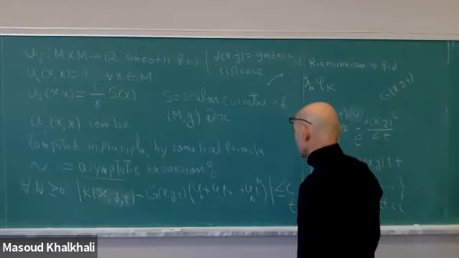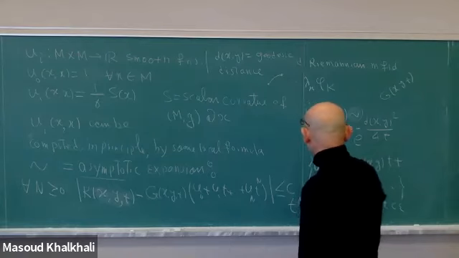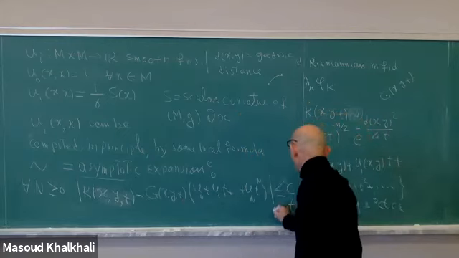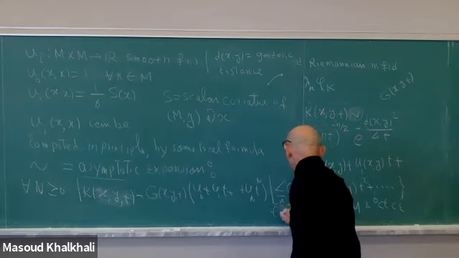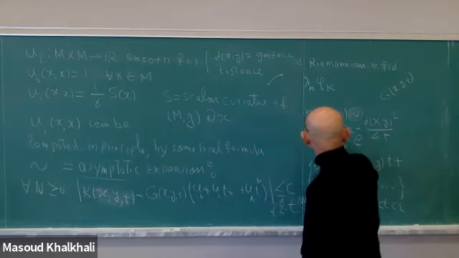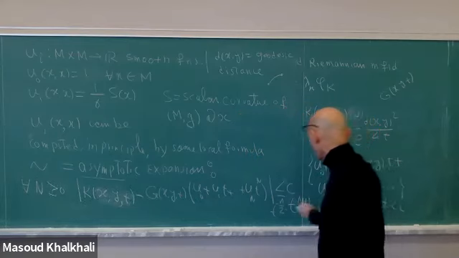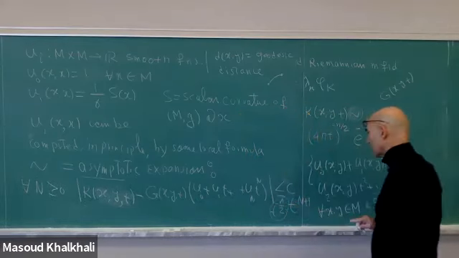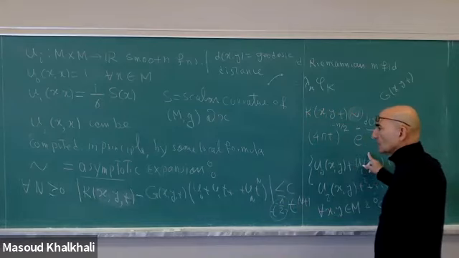Just a second. Yes, there should be. I think I made a mistake here. Yes, there should be t to the power n minus n over 2 here, because I just neglected that. Right, we'll get to that. That's absolutely correct.